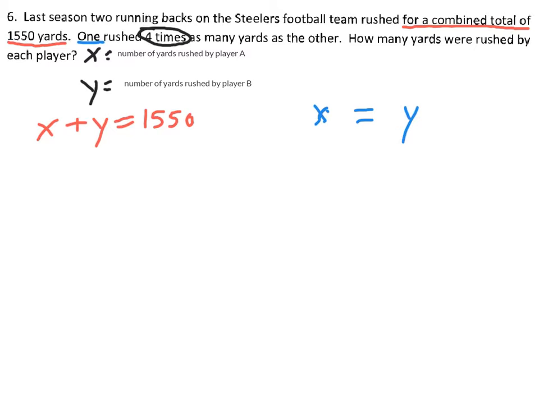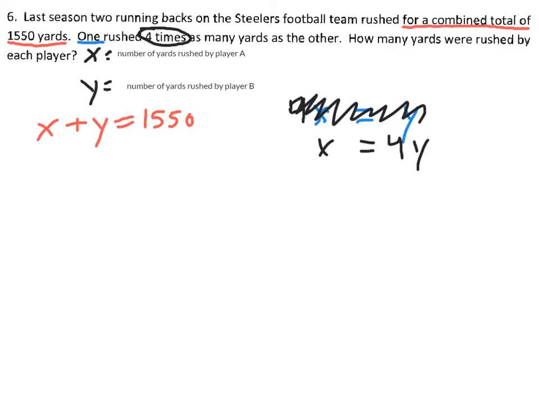So if we're saying that the first one rushed 4 times as many yards as the other, X, the first one, that must be more. So it wouldn't be right for me to put 4 times right there, because X is already more than Y, and that's going to make it even bigger. So really, X is already bigger than Y. We need Y to have that 4 multiplier in order to be equal to X. So we have another equation now. We have X equals 4Y.